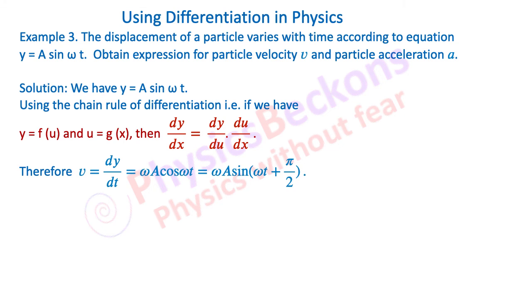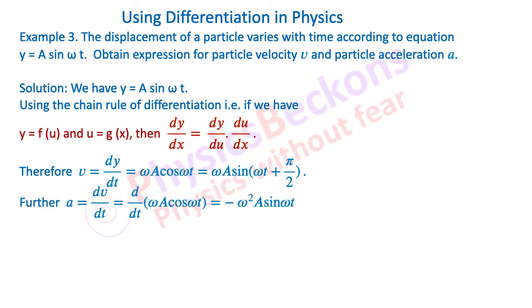This is a question which we have discussed earlier as an example. So changing cos to sine, you get omega a sine omega t plus pi by 2. So here you can see for the displacement the angle is omega t, and for the velocity the angle is omega t plus pi by 2 when we use sine as the expression.